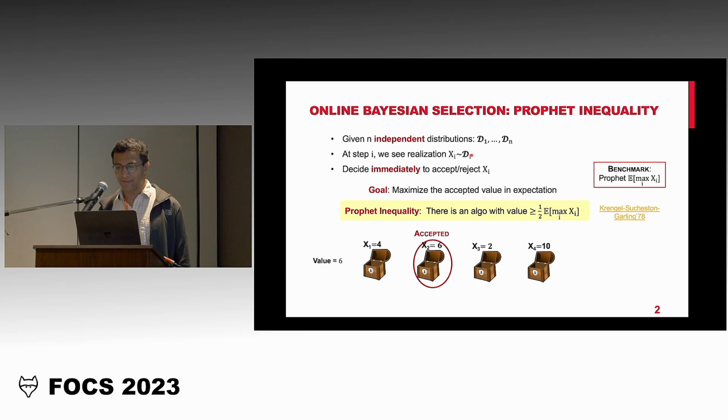So the old result from the 70s, due to Krengel, Sucheston, and Garling, they showed that you can always come up with an online policy, an online algorithm that in expectation gets at least half of the expected max. So expected max is what you want to get, but you can get at least half of it. So it's not terrible. It's only a constant factor loss. And I'll talk more about how it turns out half is also the optimum, the tight constant. Okay, before I proceed, any questions?